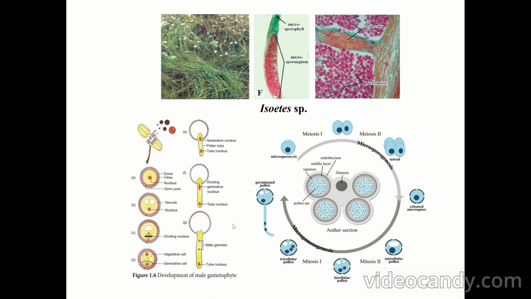I forgot to mention, as you can see, this generative nucleus after division forms the two male gametes, and this is the vegetative nucleus, which is mainly involved in the pollen tube formation. As you can see, this is the tube nucleus.